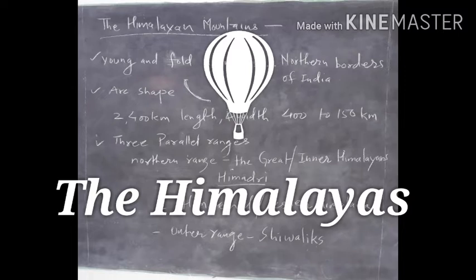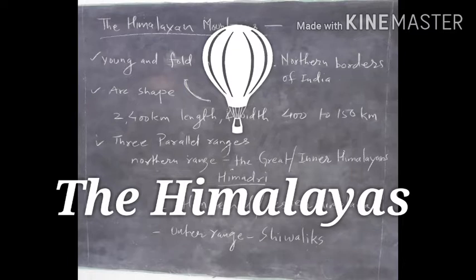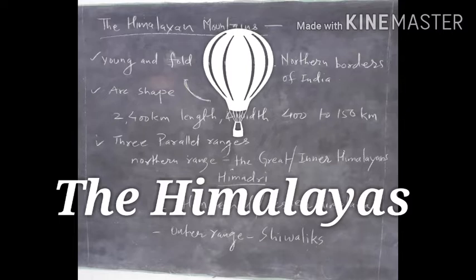They form an arc, as the arc shape on the board shows. This is an arc-shaped mountain range from the northern part to the eastern part of India. That's why it is called an arc mountain, which covers a distance of about 2400 kilometers. Their width varies from 400 kilometers in Kashmir to 150 kilometers in Arunachal Pradesh.